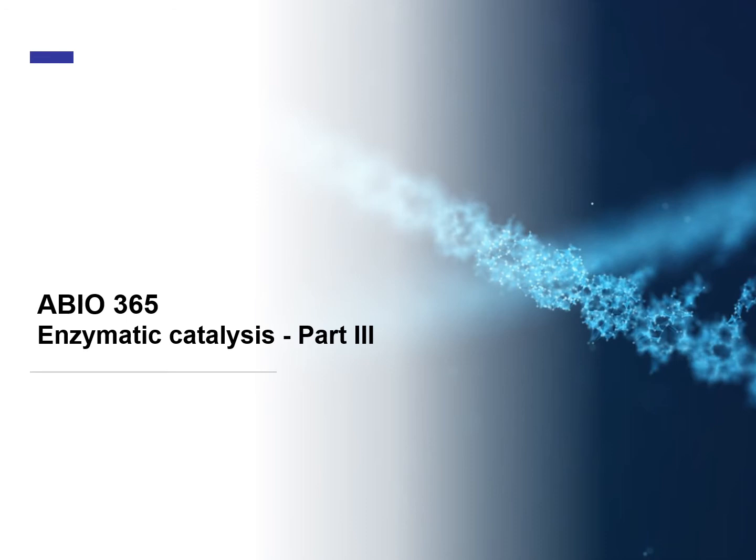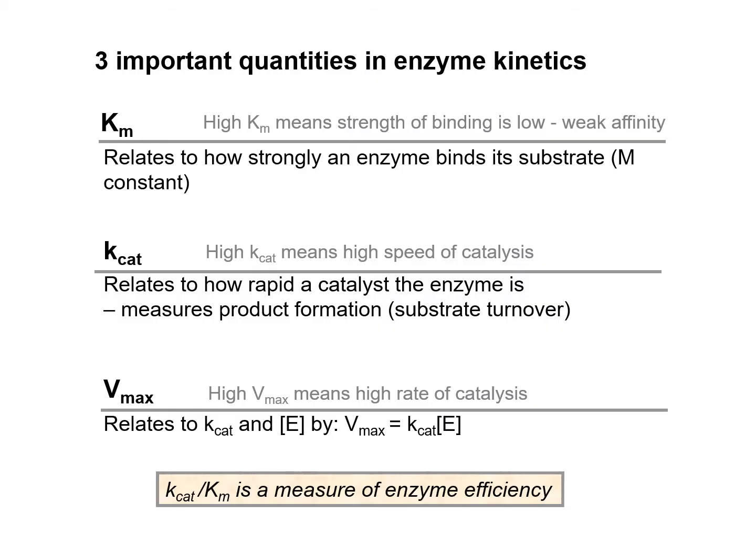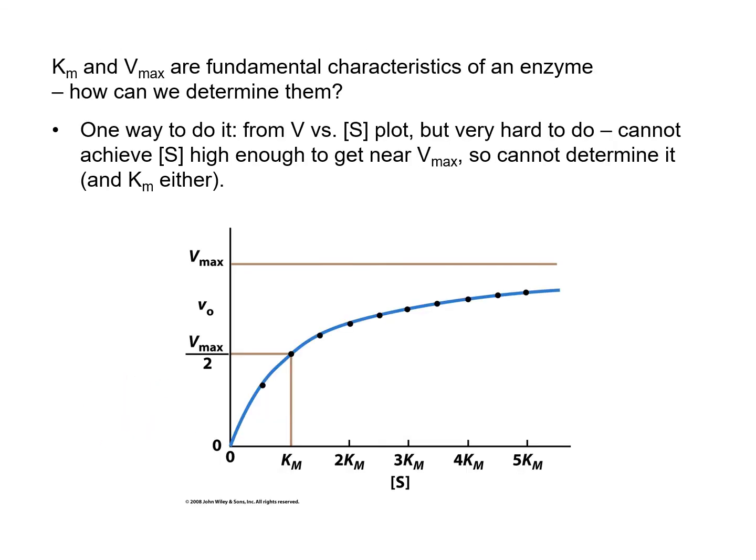And in part 3 of enzymatic catalysis, we kept discussing the enzyme kinetics and also talked about the different types and the mechanisms of inhibitions. Here you must understand these three important quantities: Km, the Michaelis constant, Kcat, as well as Vmax. And again, the substrate saturation curve can show the relationship between the substrate concentration and reaction rate. And especially when substrate concentration is at Km, the reaction rate will be the half maximal.